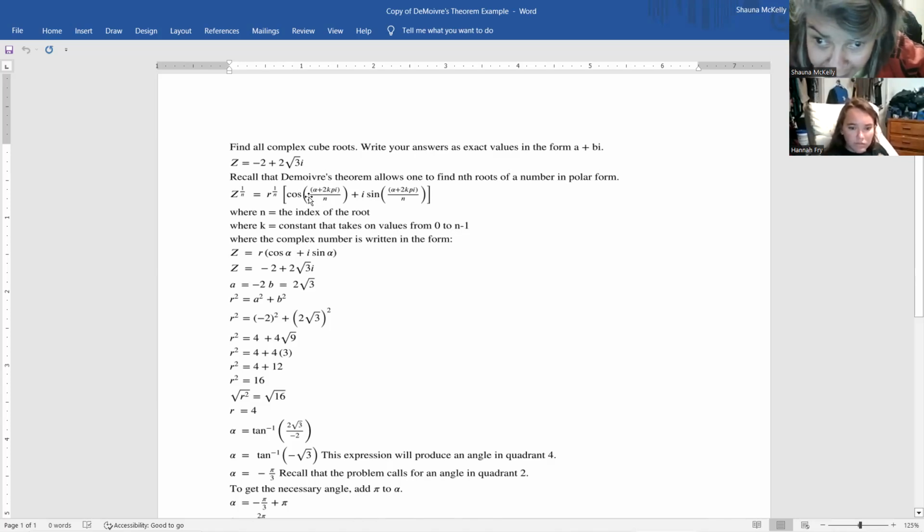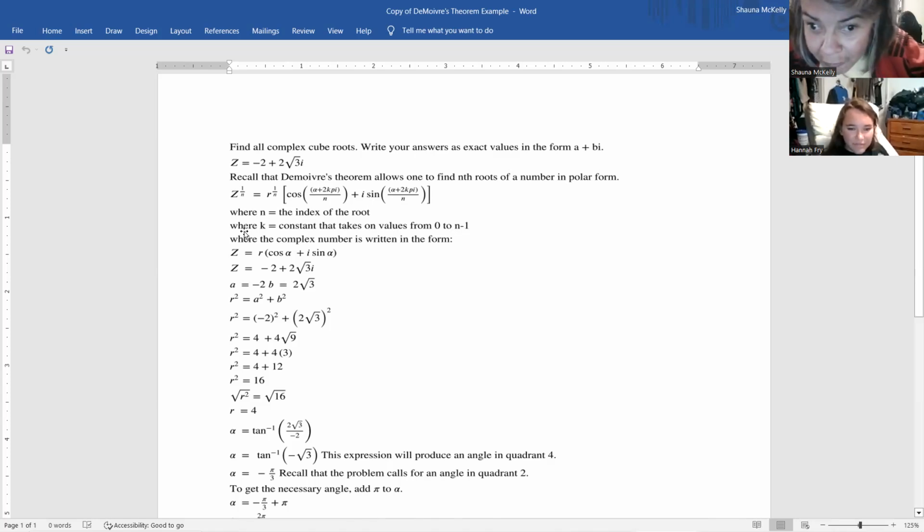Cosine of alpha plus 2k pi, and I couldn't really write out pi very well, so I just wrote 2k pi, over n. So this argument plus I sine alpha plus 2k pi over n. Okay. That was her format. Yours might be a little different. It's pretty much the same, with some different letters.